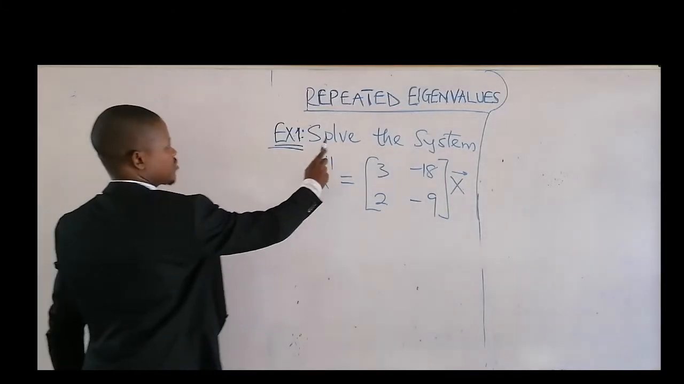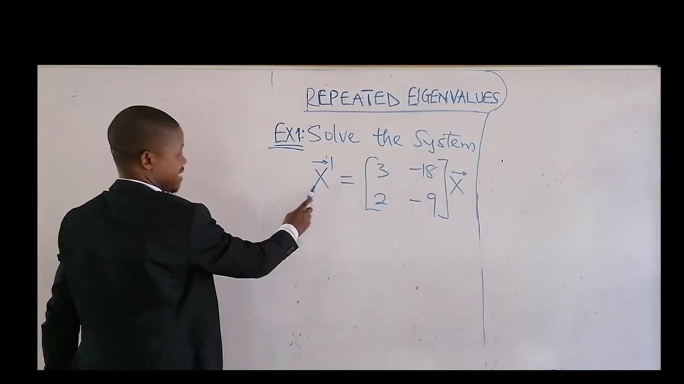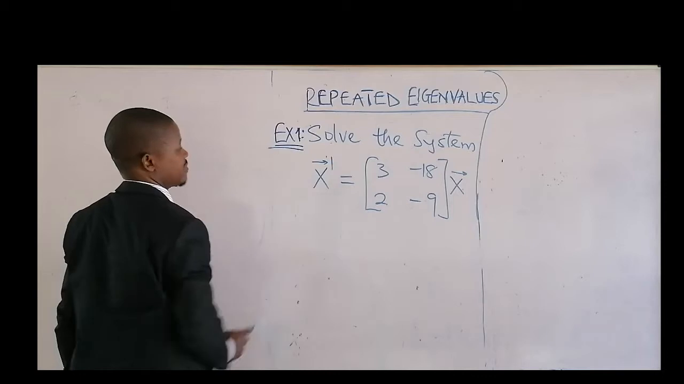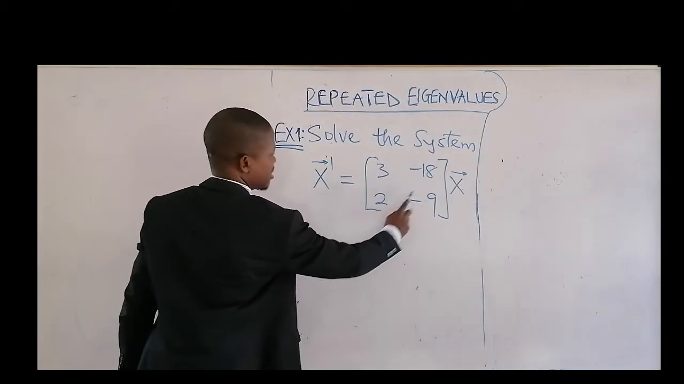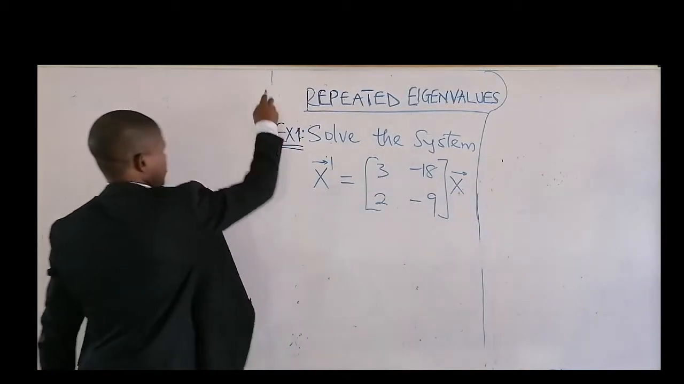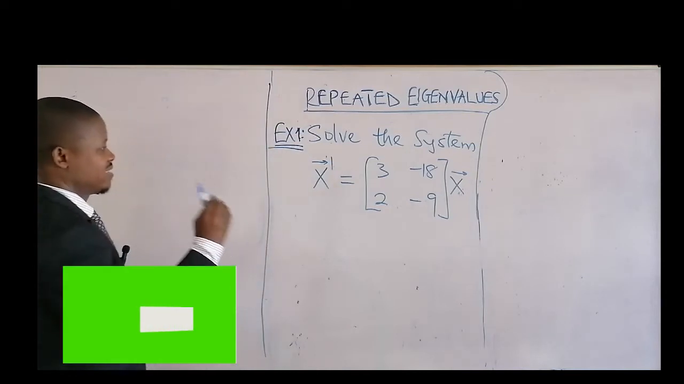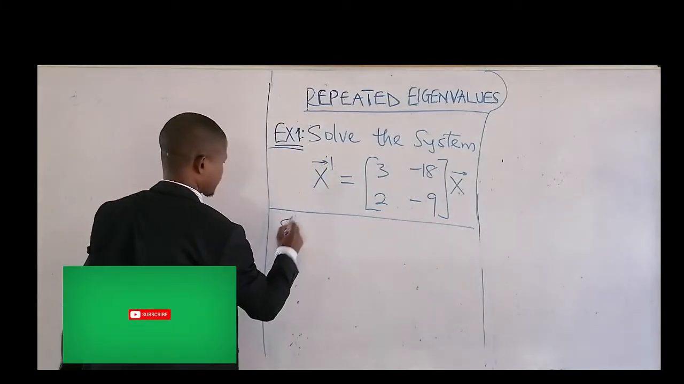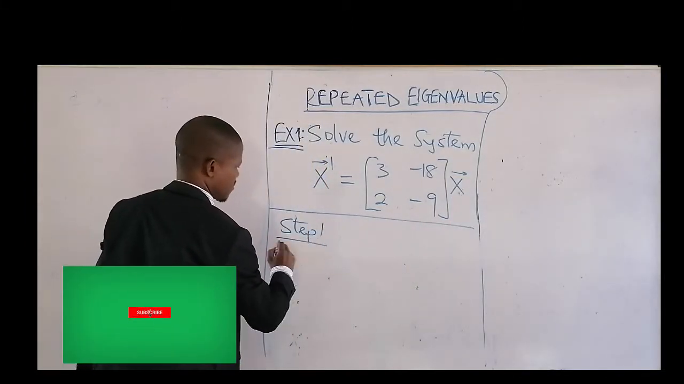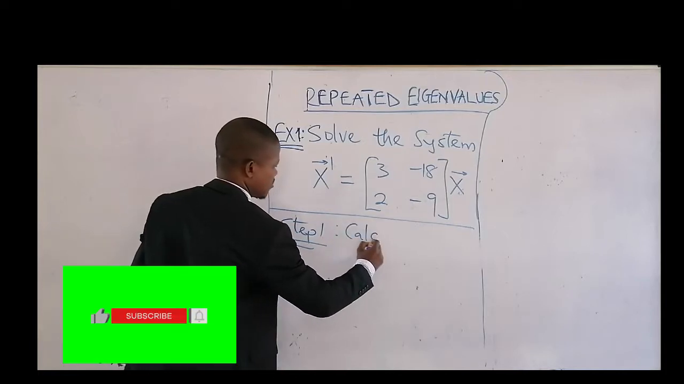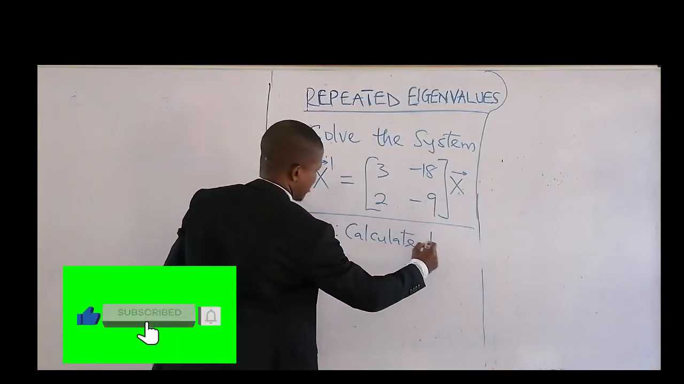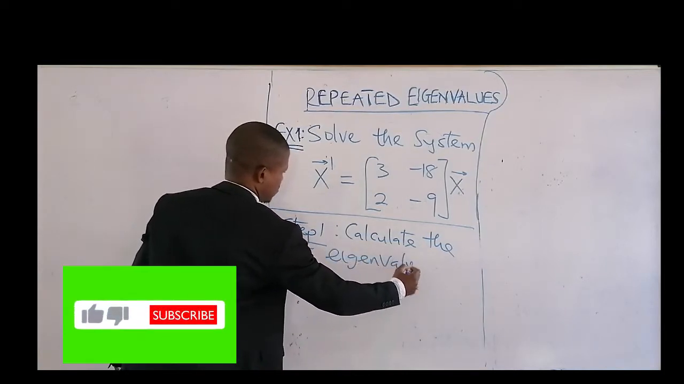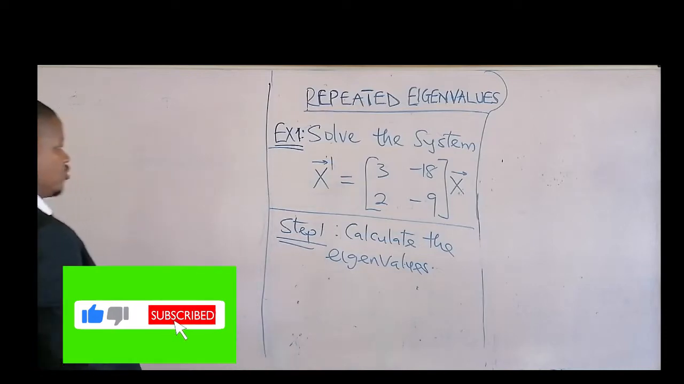We have this question: solve the system. We have x bar prime, which is a vector derivative, equal to a matrix times this vector. So without wasting time, let's dive into the solution. Step 1: calculate the eigenvalues. That's the first thing to do.